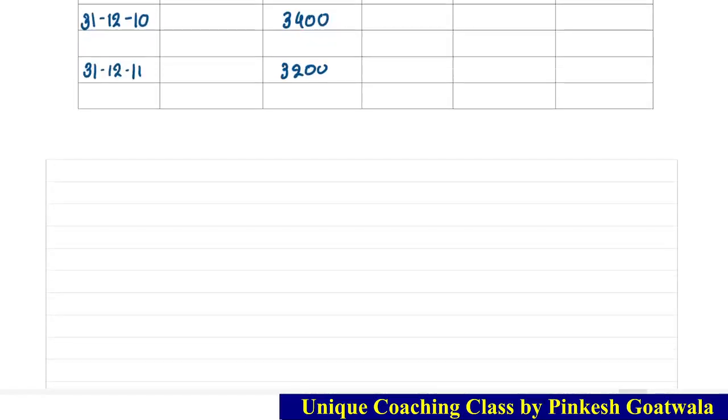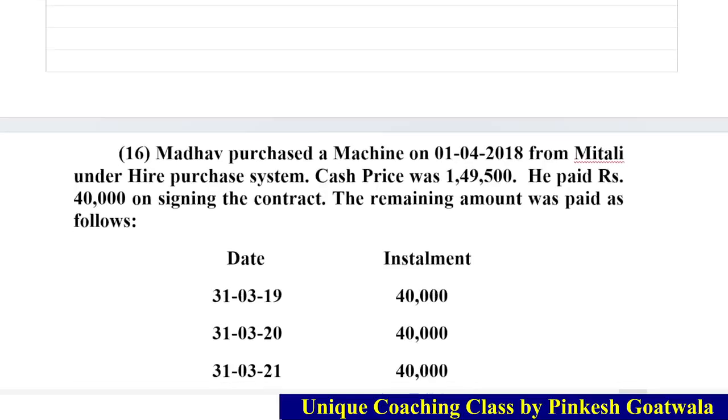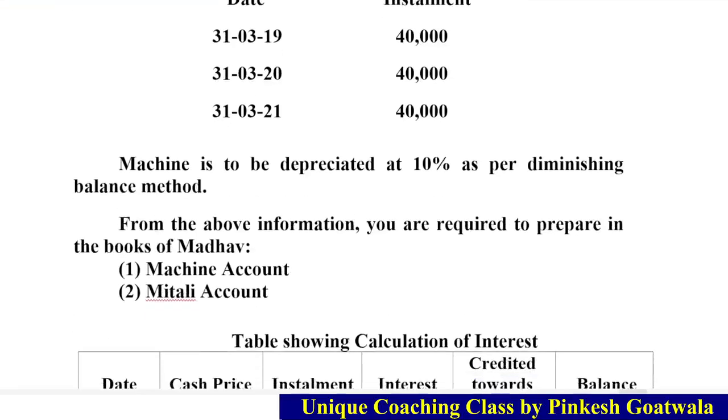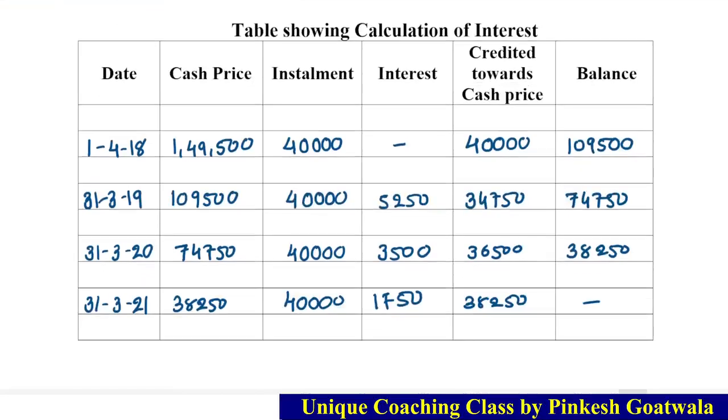There are some rules for the sums we solve, and you have to remember those rules. The rule is that this is sum number 16, which we solved in a previous video, about this table. Normally remember, whatever calculation of interest we do in table format, there are two common points. First, the point about this.